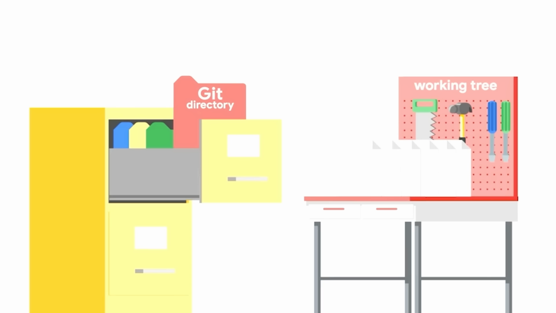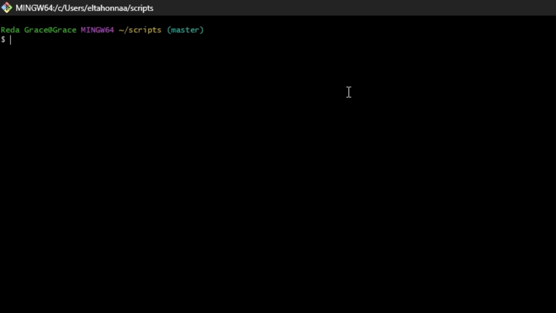This working tree will contain all the files that are currently tracked by Git and any new files that we haven't yet added to the list of tracked files. Right now, our working tree is empty. Our shiny new Git repository can now be used to track changes to files inside of it.